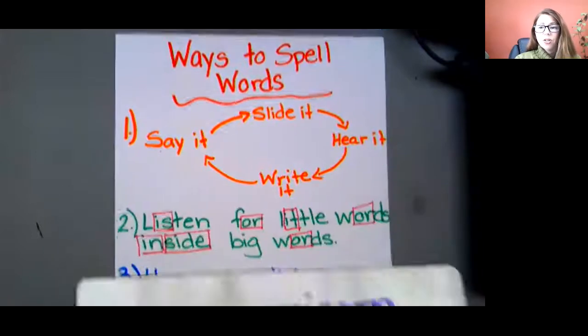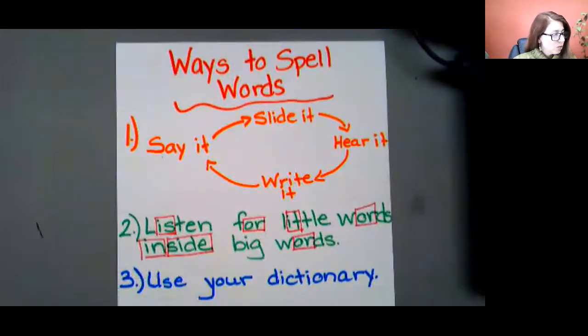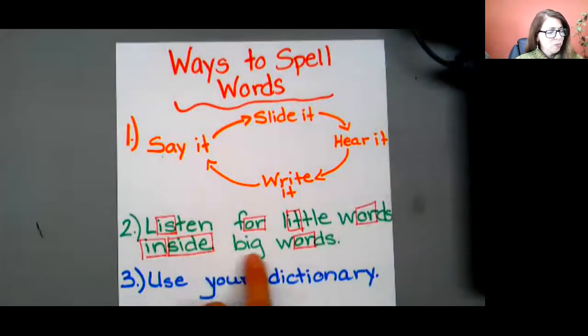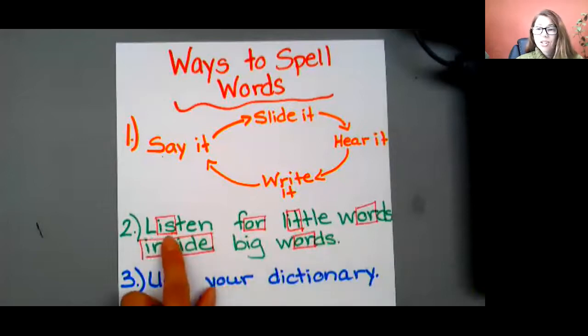Today, I want to talk to you about a new strategy. Our new strategy is listening for little words inside of big words. And look how I did that. Look at how I found tiny words inside my big words. So here's the word listen, and I found a word chunk. I found a tiny word inside my big word. What word is that? Yes, it's the word is.